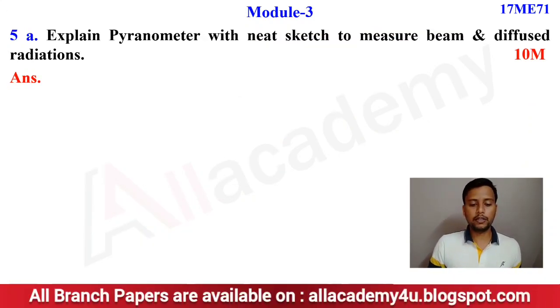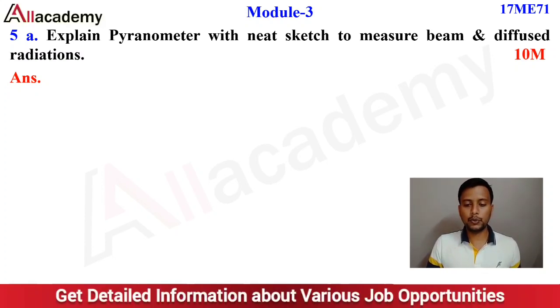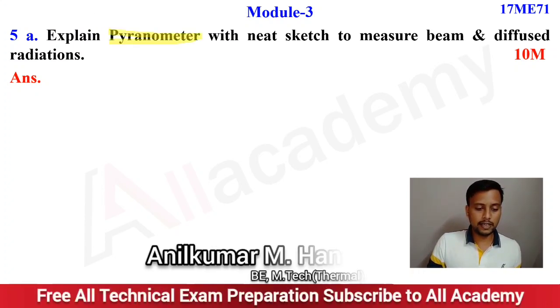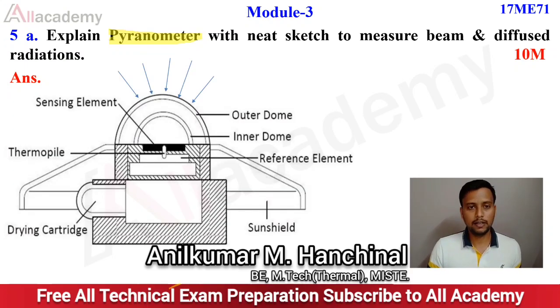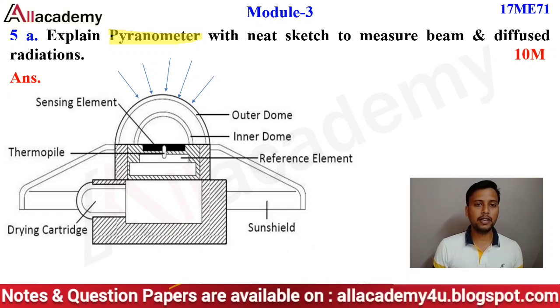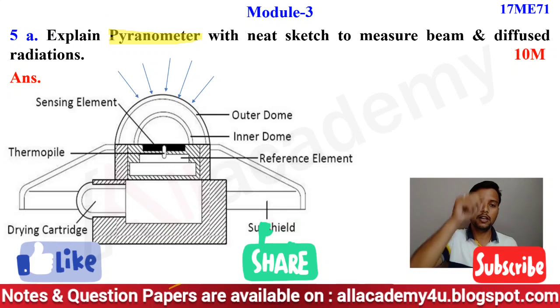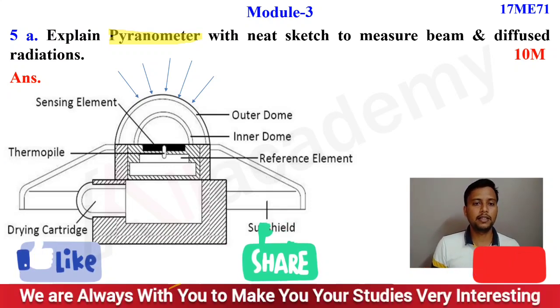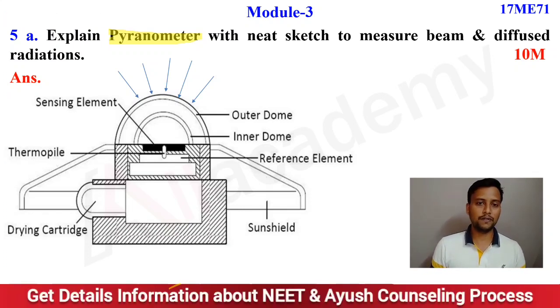Explain the pyranometer with a neat sketch. This is from module 5, that is the 5th main question. Explain pyranometer with a neat sketch to measure the beam and diffused radiation. So this is clearly given, pyranometer. So for this one you have to draw this figure. But many students have made a confusion and they have drawn a pyroheliometer, that is a long tube section which the radiation will be reflecting. So those who have drawn that figure, you may expect only 1 or 2 marks, that too based on the courtesy of an evaluator.